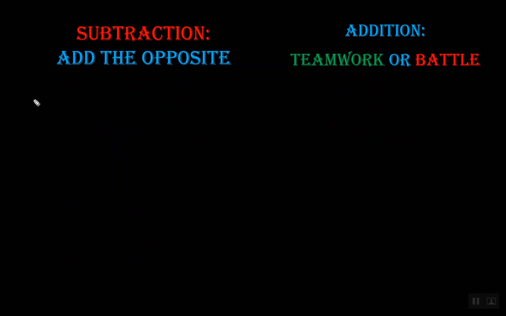So let's try a few more. Let's try 3 minus 5. I have to first notice that I'm starting with a subtraction sign in the middle. So I need to add the opposite. Currently, this is a positive 3 minus a positive 5. Well, I need to change that to 3 plus a negative 5.